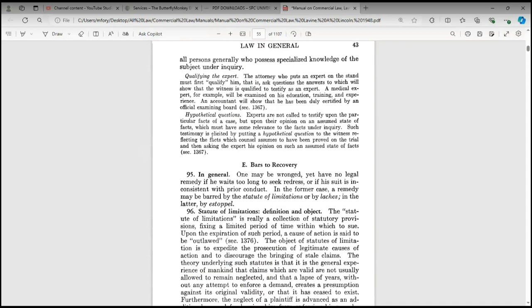Qualifying the expert. The attorney who puts an expert on the stand must first qualify him. That is, ask questions, the answers of which will show that the witness is qualified to testify as an expert. A medical expert, for example, will be examined on his education, training, and experience. An accountant will show that he has been duly certified by the official examining board.